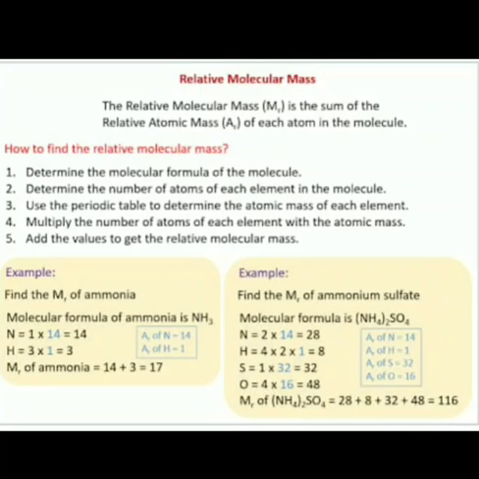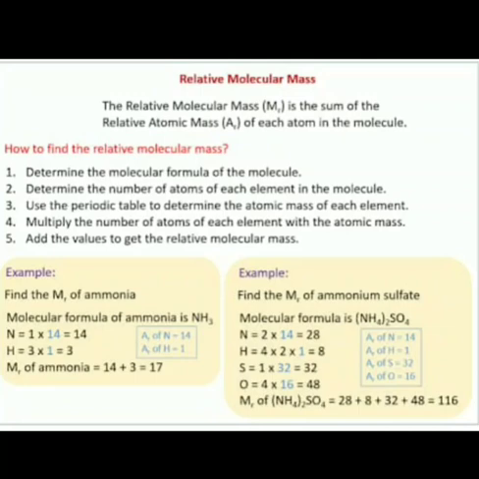So according to the formula, first you write the formula, that is NH3. Then second is determine the number of atoms present in the molecule. Here nitrogen 1, hydrogen 3. Then third point is what? To find out the atomic weight. Nitrogen is how much? 14 and hydrogen 1.